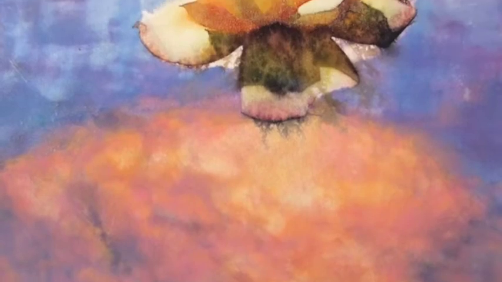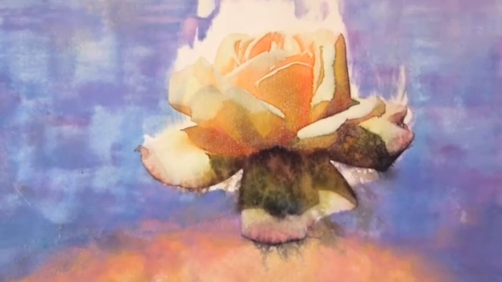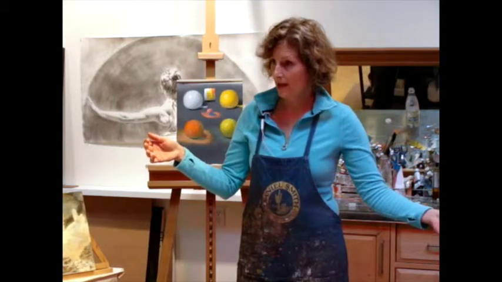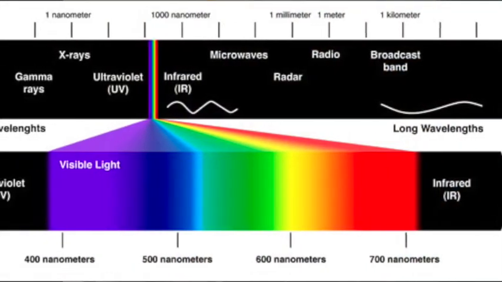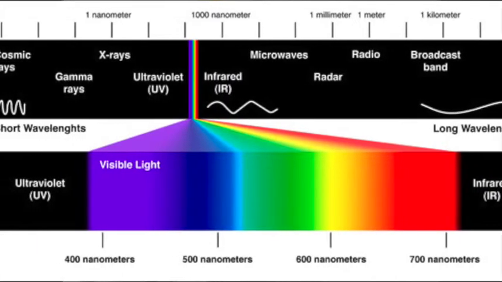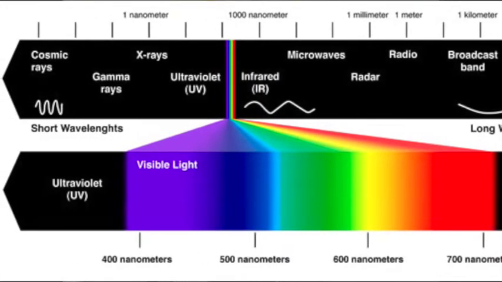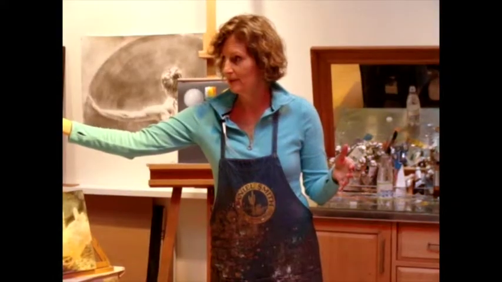And you've probably heard of infrared light, right? And ultraviolet light. So infrared is just at the bottom, just beyond the visible light spectrum, and ultraviolet light is at the top, just beyond the visible color of violet, okay?